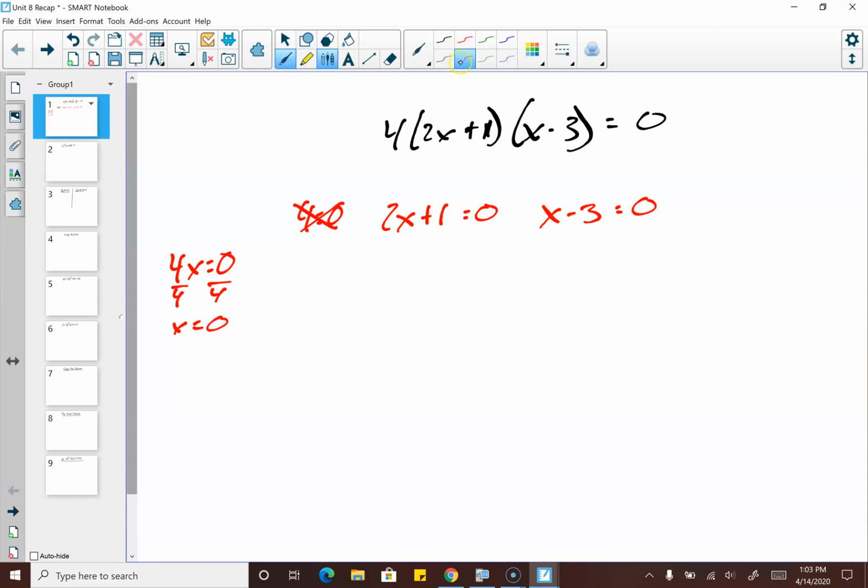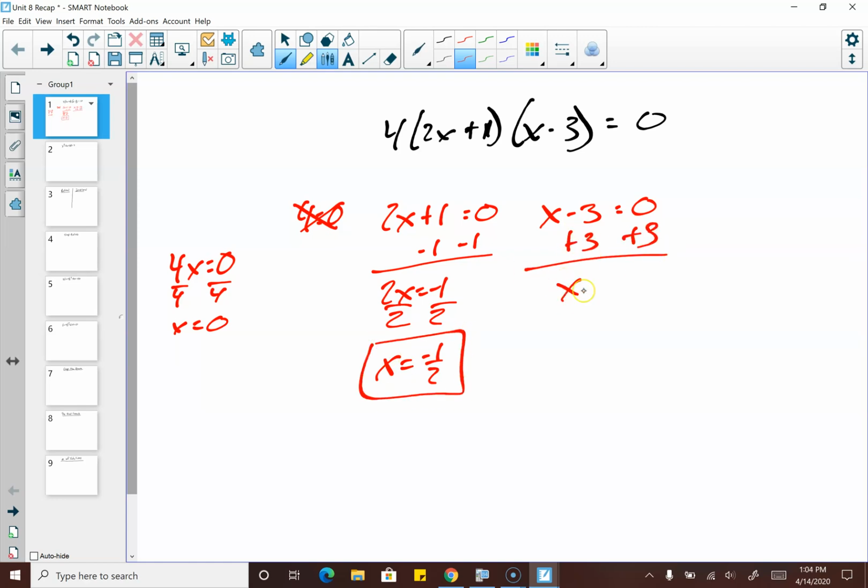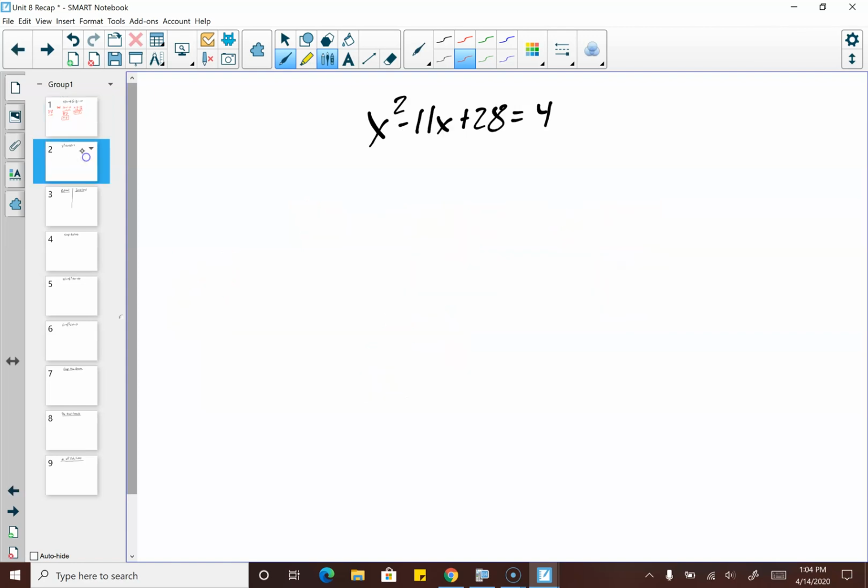If there is an x out in front, then you do have to set that number equal to 0. If we look at our parentheses, then 2x plus 1 equals 0, we get 2x equals negative 1 after we subtract the 1 on both sides. Divide both sides by 2, and x equals negative 1/2 is one of our solutions. And then here we're going to add 3 to both sides, and we get x equals positive 3. So in that case, we're in pretty good shape, and those are our two answers.